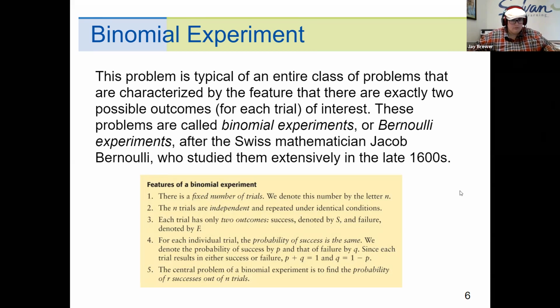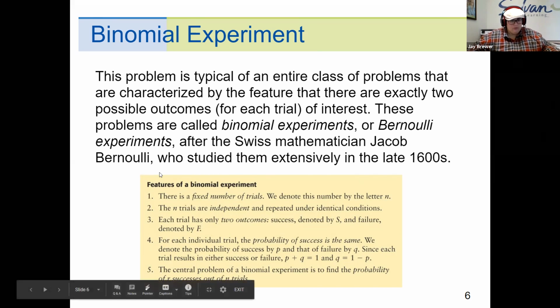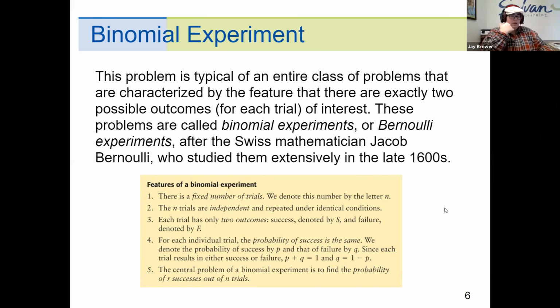These problems are called binomial experiments or Bernoulli experiments after the Swiss mathematician Jacob Bernoulli, who studied them extensively in the late 1600s. Here are the features of a binomial experiment. There must be a fixed number of trials. Okay, so that's your N, or your sample space, basically.